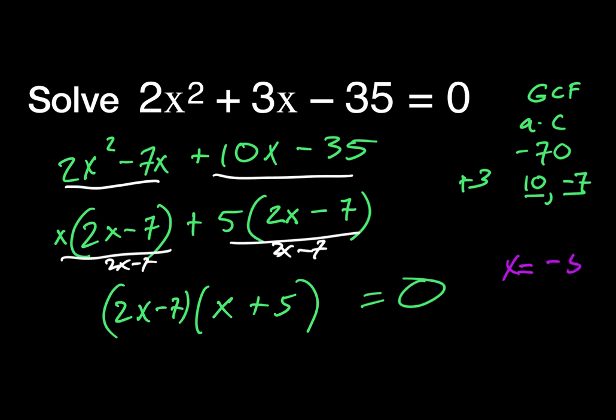X equals negative 5. And x equals 7 over 2. Because again, just took this 2x minus 7, set it equal to 0. Add 7, 2x equals 7, divide by 2.